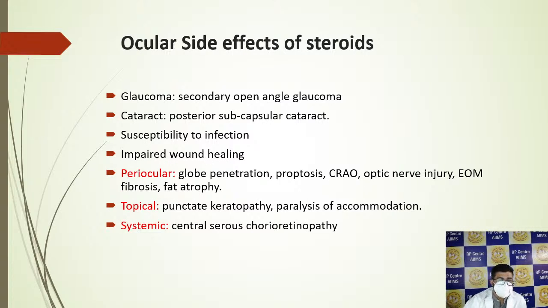So these are some of the ocular side effects of the steroids, which are glaucoma, mainly a secondary open angle glaucoma, cataract, posterior subcapsular, susceptibility to infection, impaired wound healing. The side effect of periocular administration is fat atrophy, extraocular muscle fibrosis, globe penetration, and CRAO. Whereas topical can lead to punctate keratopathy and paralysis of accommodation, and systemic it may lead to central serous chorioretinopathy.